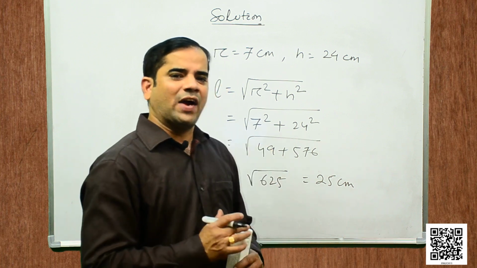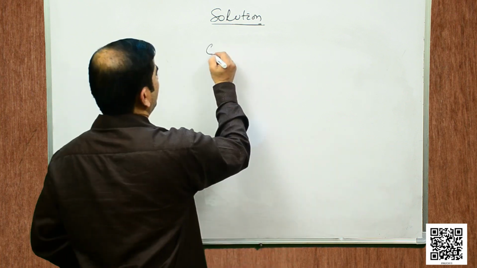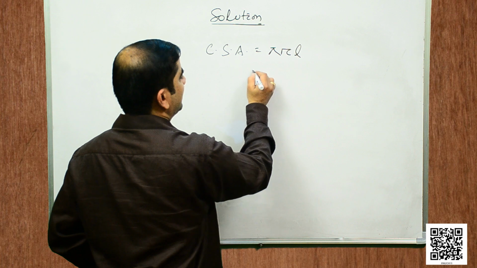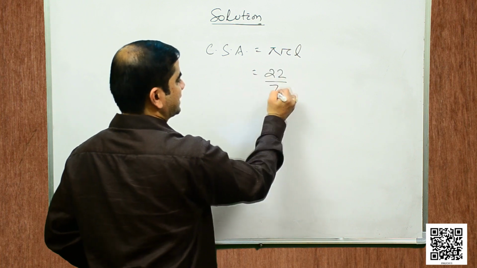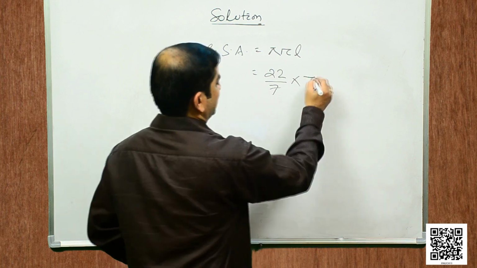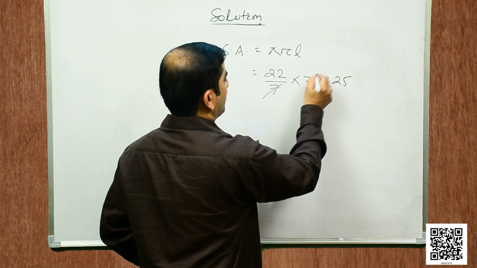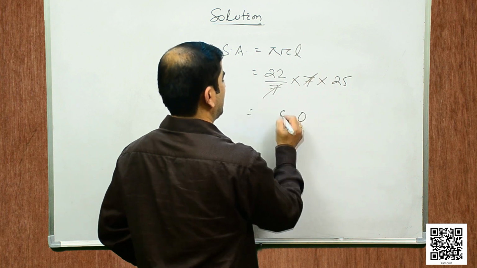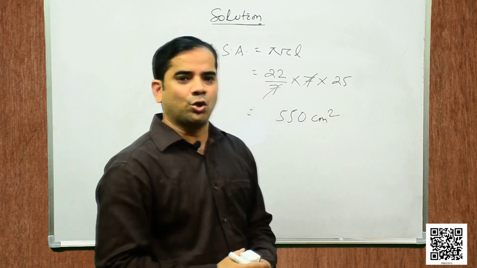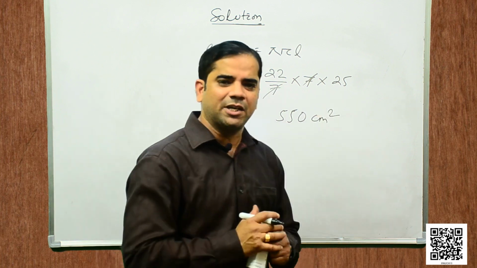So now let us find the curved surface area of the cone. So curved surface area is equal to pi r l, that is 22 by 7 into what is the radius? It is 7 centimeter, into l is equal to 25. So curved surface area is found to be 550 centimeter square.